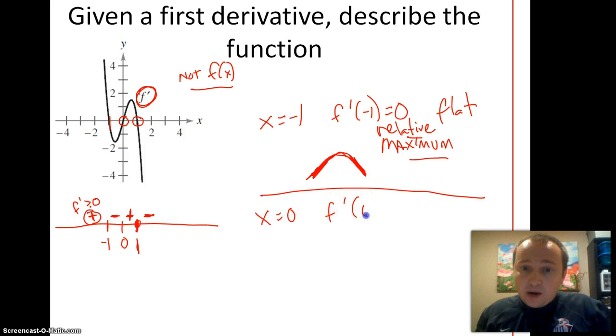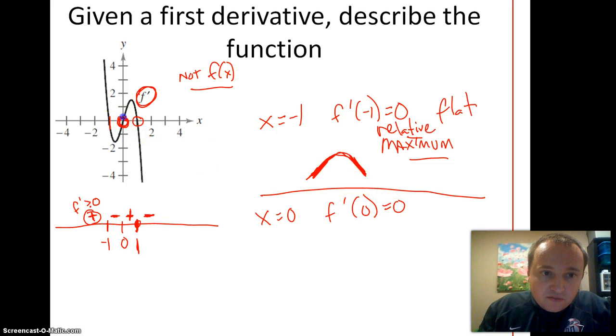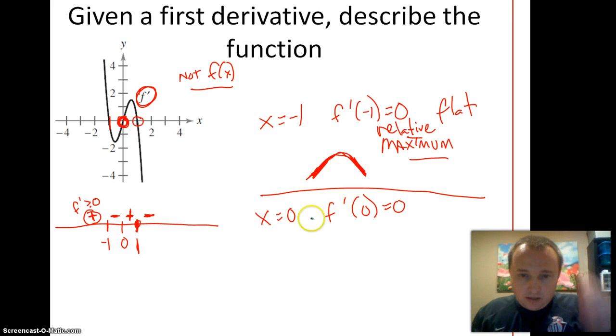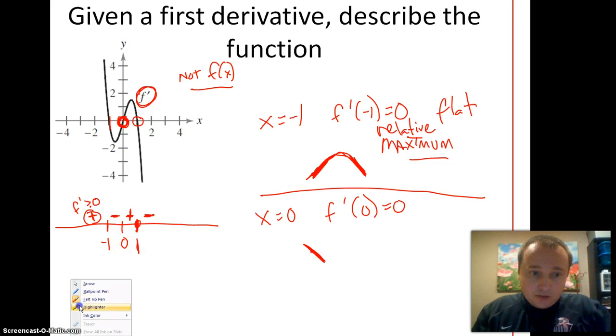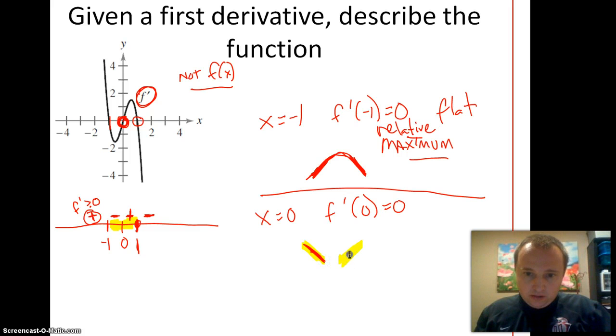Well, at x equals 0, f prime of 0 equals 0. Because if I look at this picture of my first derivative, I'm at 0. It's a point. Now, if I look before, my slope is negative. Before I get to this, it's negative. Afterwards, it's positive. So I'm going to draw a negative, and then afterwards, it's positive.